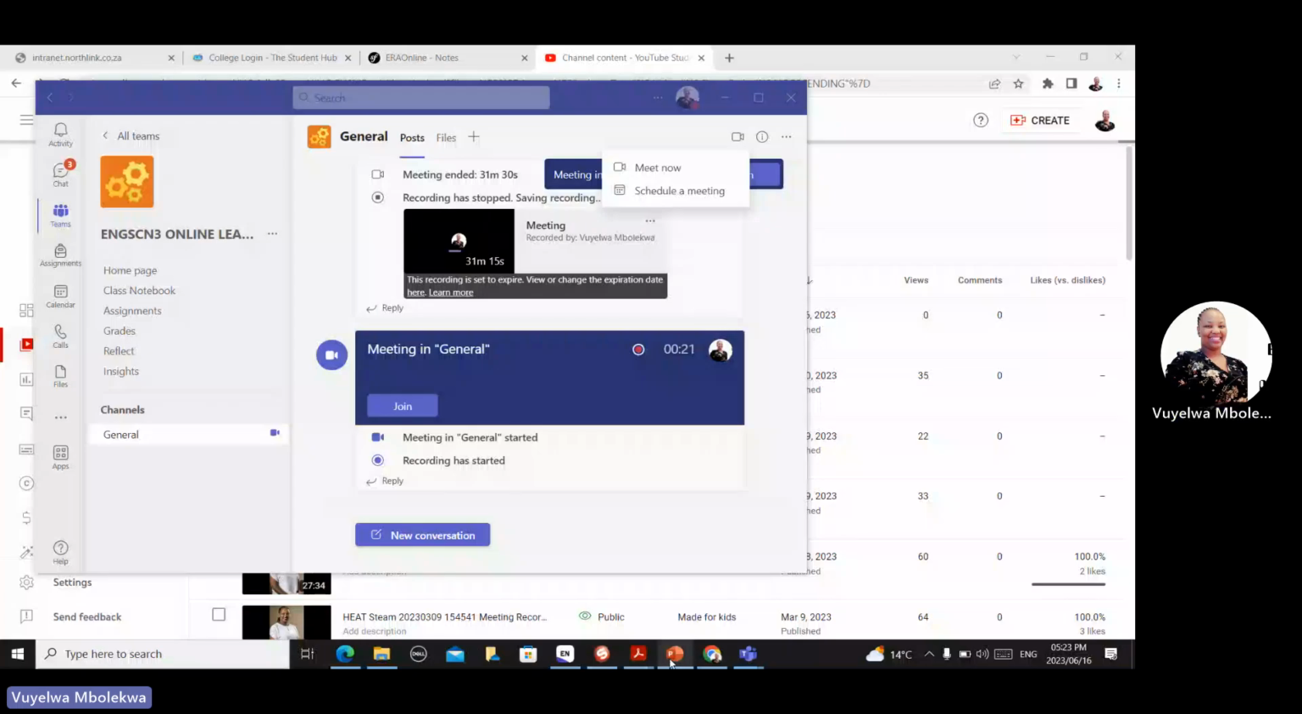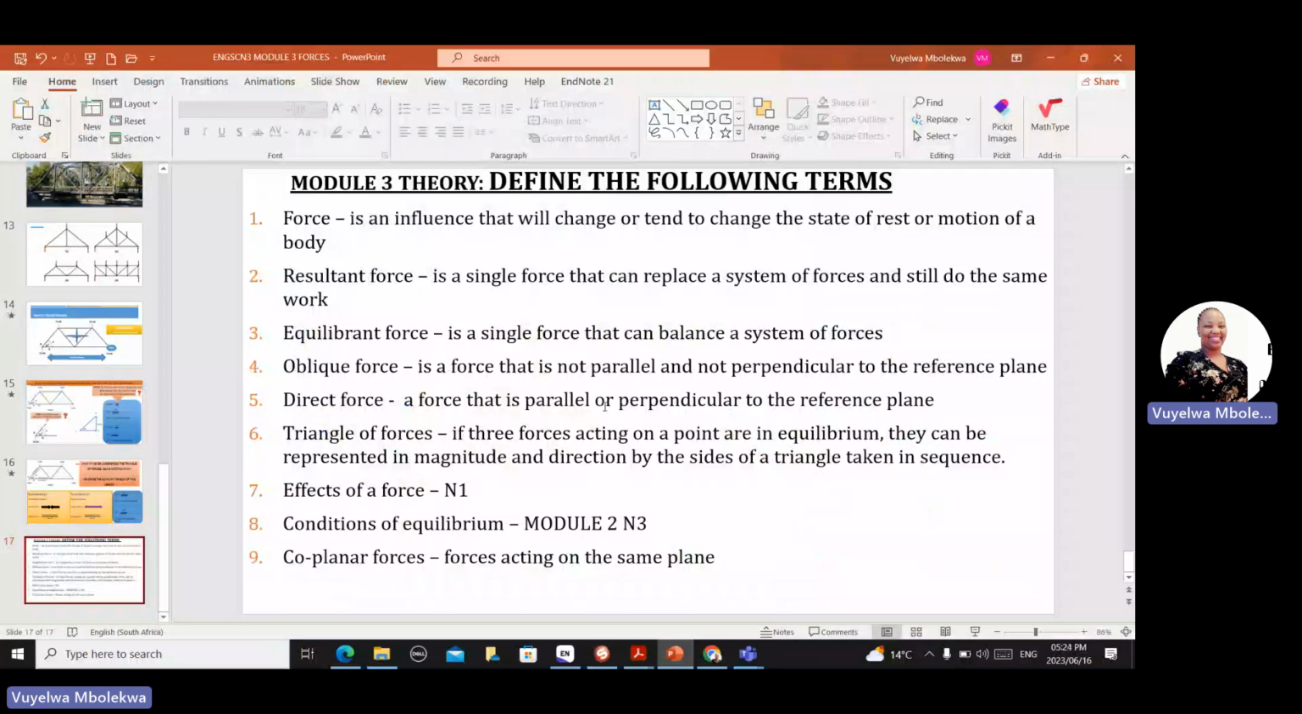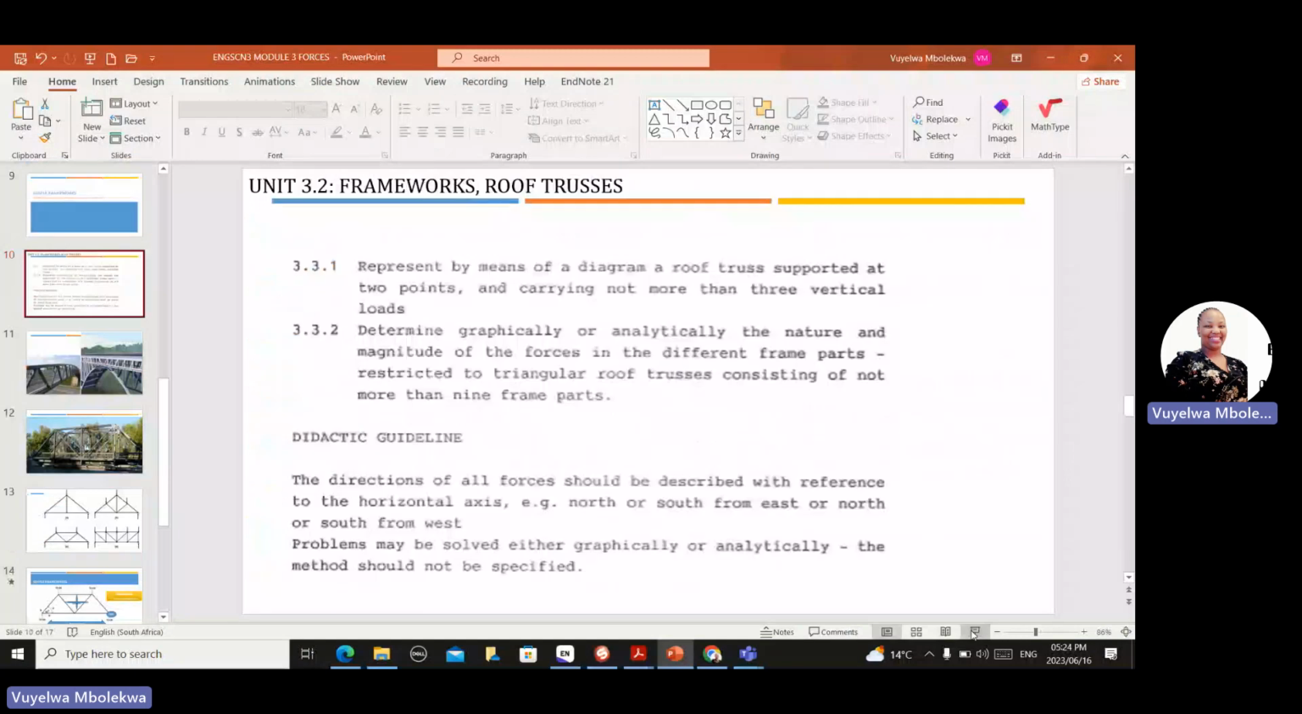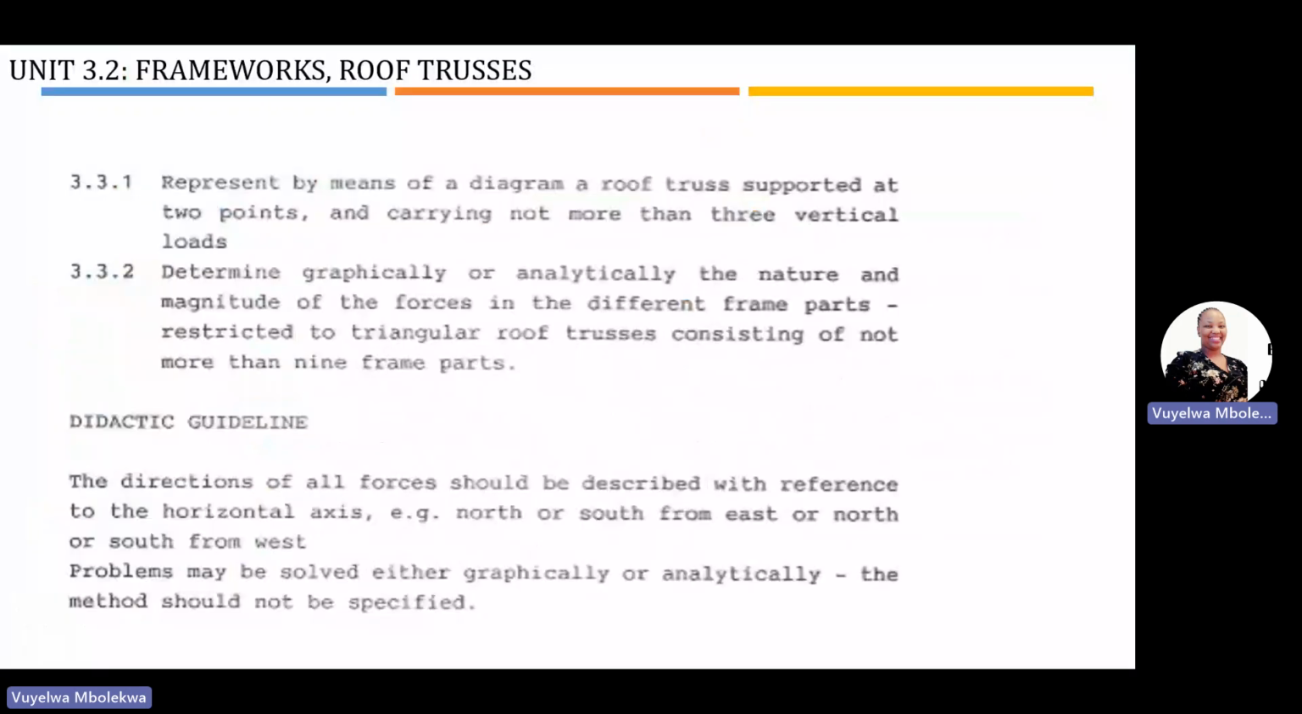Day once again. So now let's look at the second topic of this module. The second topic is about frameworks. Frameworks are mostly used in the design of roof trusses, bridges, and structural work.